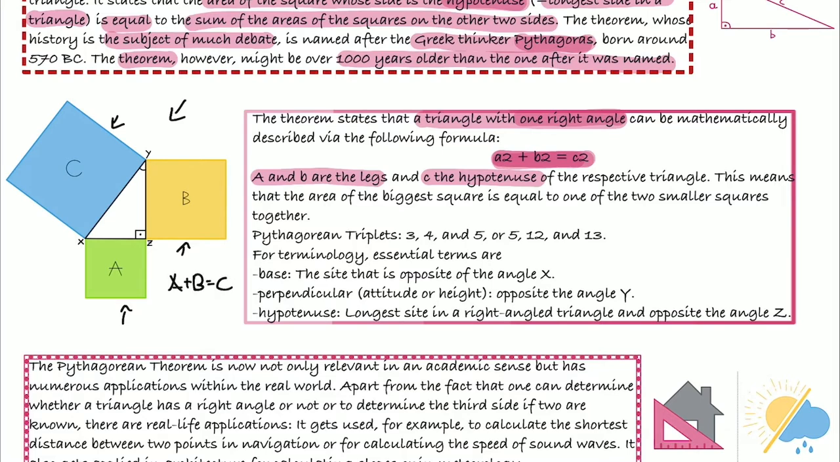There's actually something really nice called the Pythagorean triplets, so 3, 4 and 5 or 5, 12 and 13. So just in case you stumble across those terms.